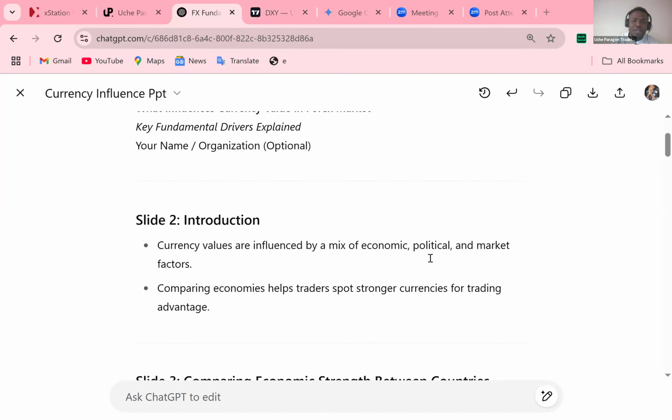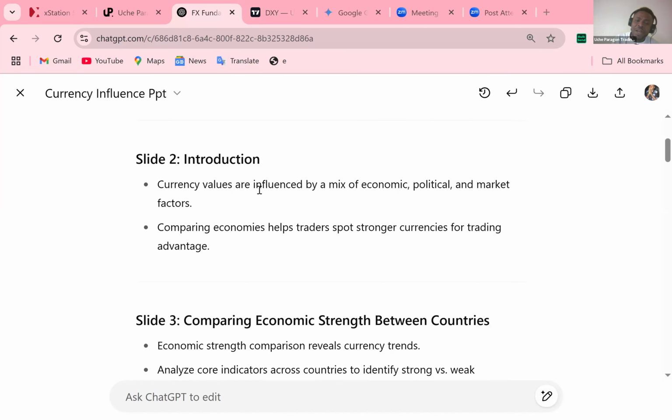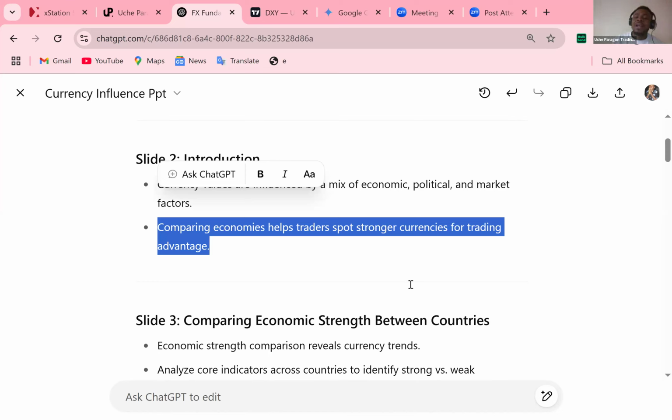So now, I have already made my introduction. Currency value are influenced by a mix of economic and political factors. Now, look at here. Comparing economies helps traders to spot a stronger currency for trading advantage, to compare the economy. So these are one of the things that some basic traders don't really pay attention to. That's why I told you this class is going to be different from what we've been doing on fundamental analysis and stuff like that. So we're going to discuss how to compare different economies.